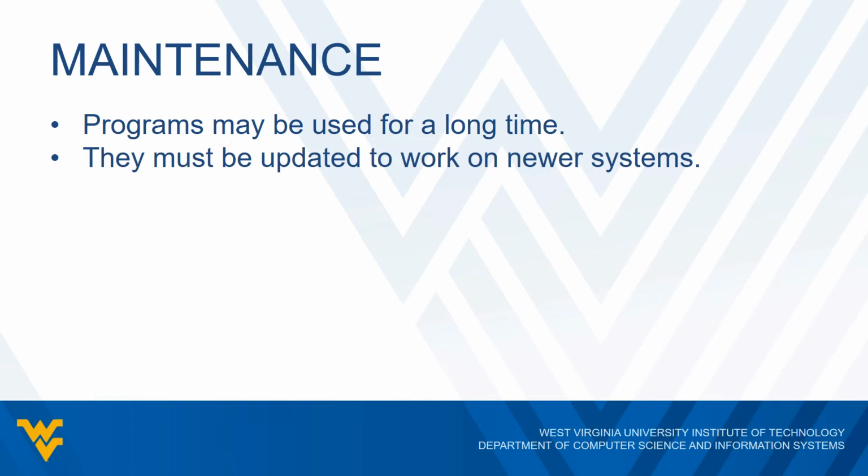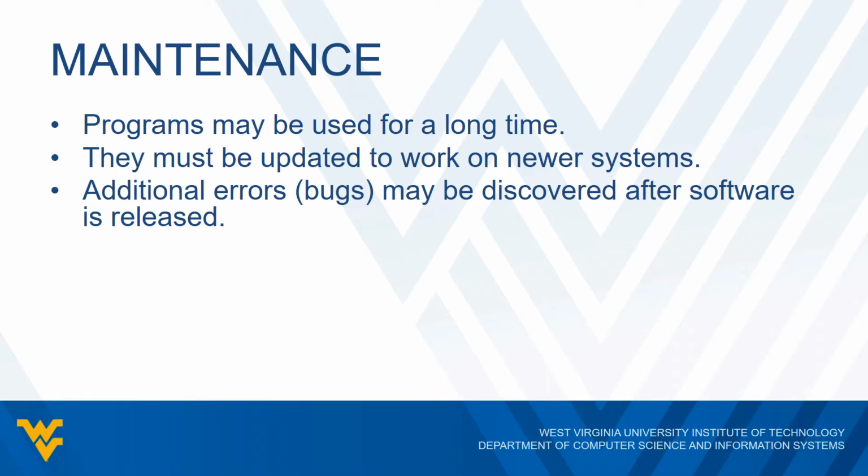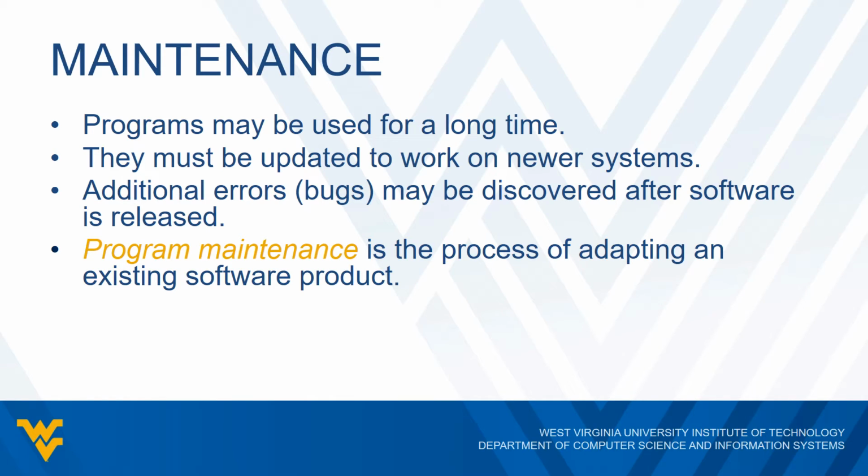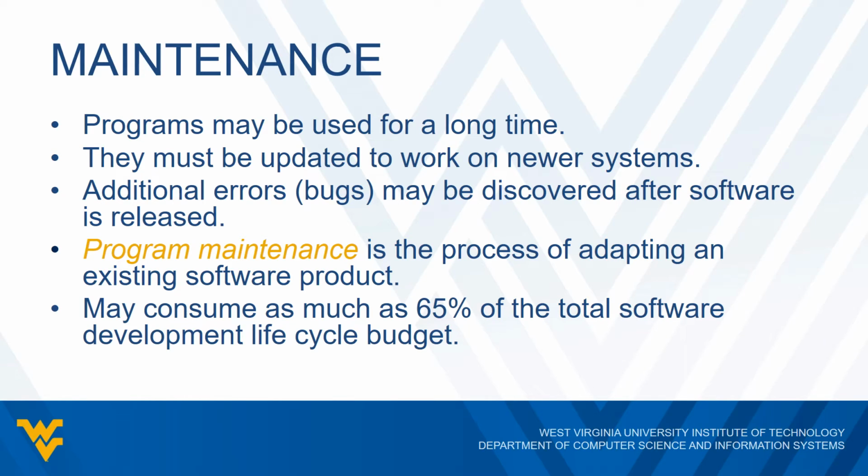That means that we need to make sure that they're updated to work properly on newer systems. And during this long period of use, we may encounter additional errors or bugs. So we have to make sure that we're ready to make changes, to make sure that they're working for these new environments, and to get rid of these bugs. So the original program is going to need to be modified and brought out in new versions to meet these changing needs. This is where program maintenance comes into play. Program maintenance is the process of adapting an existing software product, and this may consume as much as 65% of the total software development lifecycle budget.